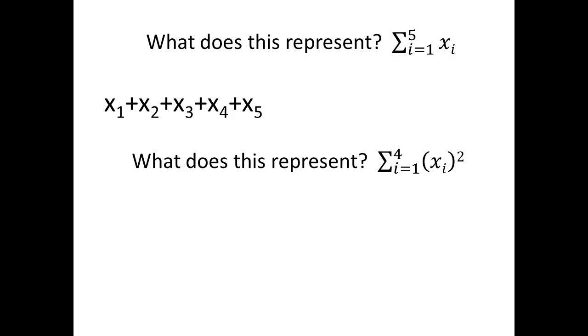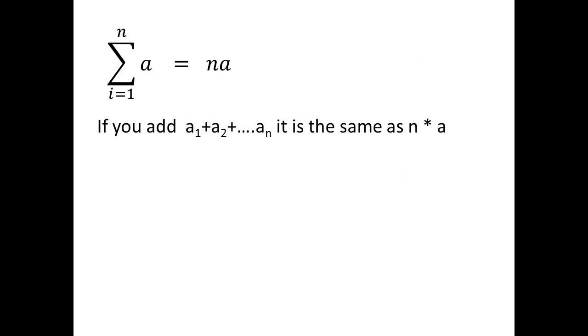Let us take another example of the use of sigma. What does this one ask for? We are asked for the first 4 terms, from i equals 1 to 4 for values of x squared. So x1 squared plus x2 squared plus x3 squared plus x4 squared. You can also express this as n times a. If you are adding a 4 times, it is the same as 4 times a.